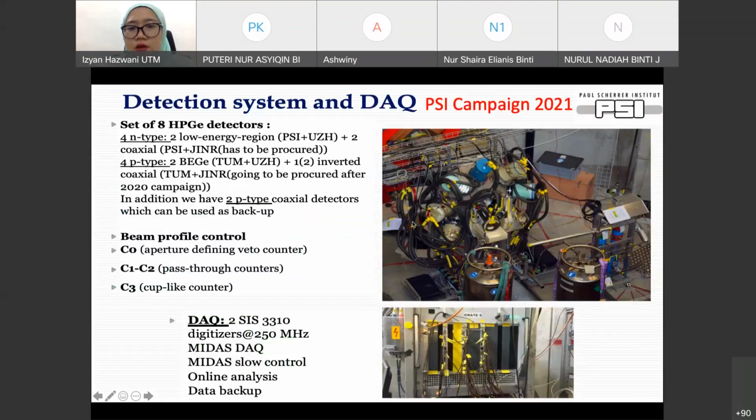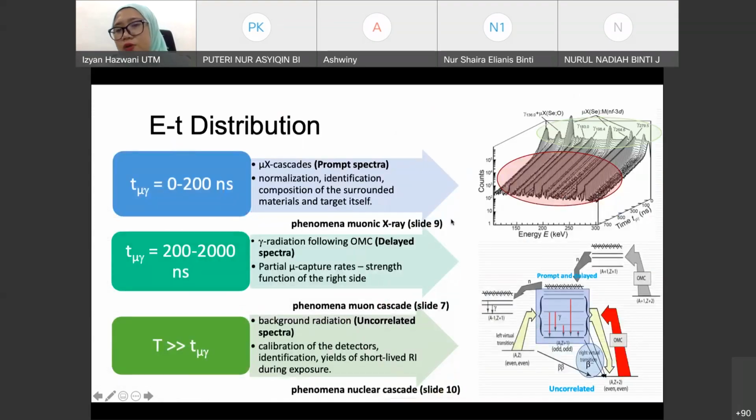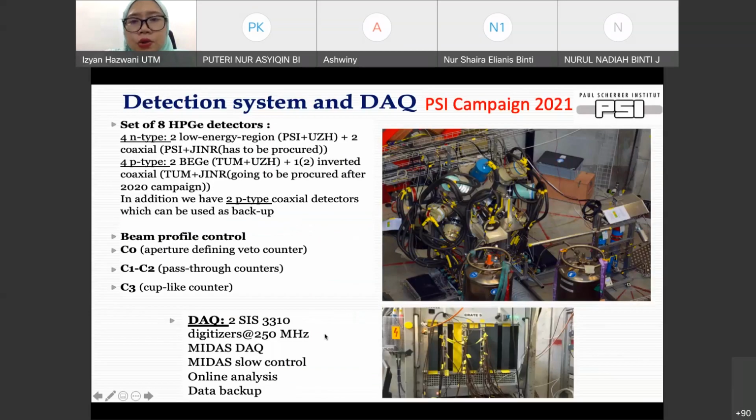Okay, if you are not sure, you can just go back to slides 9, 7, and 10. They indicate the phenomena that I am explaining here. So this is our latest PSI campaign in 2021. It started from last October to around 15 November, something like that.